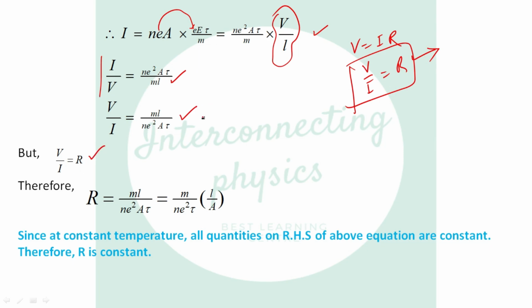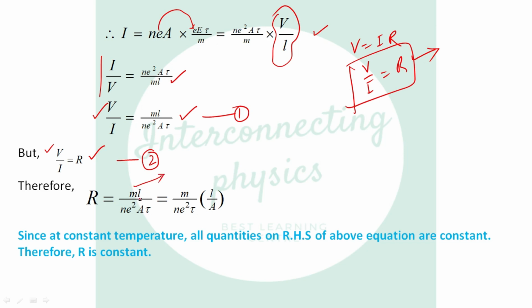Okay. Now this equation and this equation. When we compare these two equations, we see the left hand sides of these equations are the same, so the right hand side should be the same. So R will be equal to ml divided by ne square A tau.